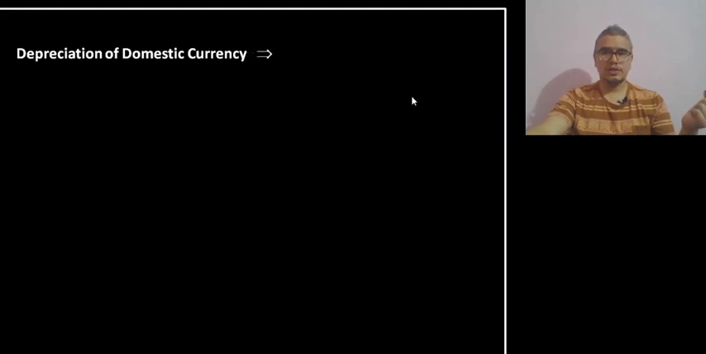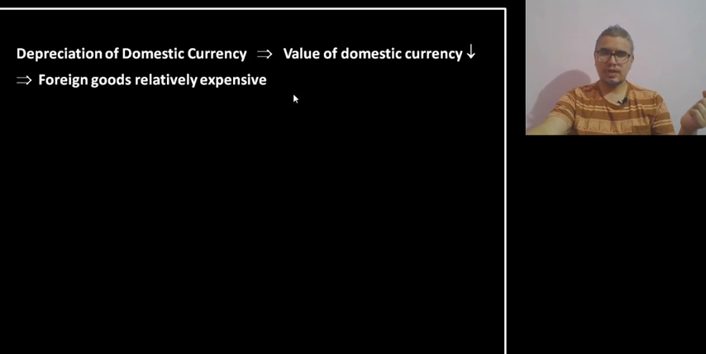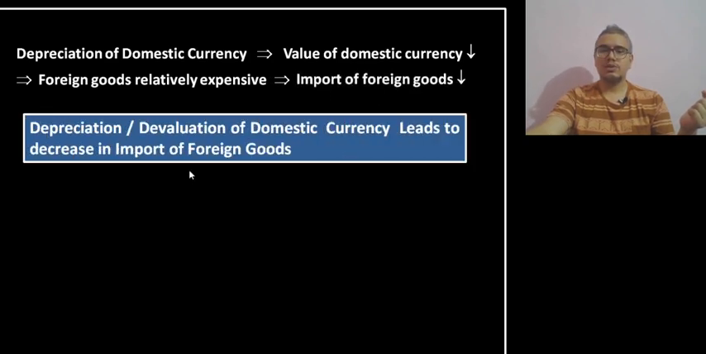Okay, let us summarize this. We can summarize this as follows. Whenever there is depreciation of domestic currency, it means that value of domestic currency reduces. Whenever the value of domestic currency reduces, it means that the foreign goods will now become relatively expensive for the Indian citizens. So as a result, the import of foreign goods will fall. We can conclude it as follows. Whenever there is depreciation or devaluation of domestic currency, then obviously it will lead to fall in import of foreign goods.